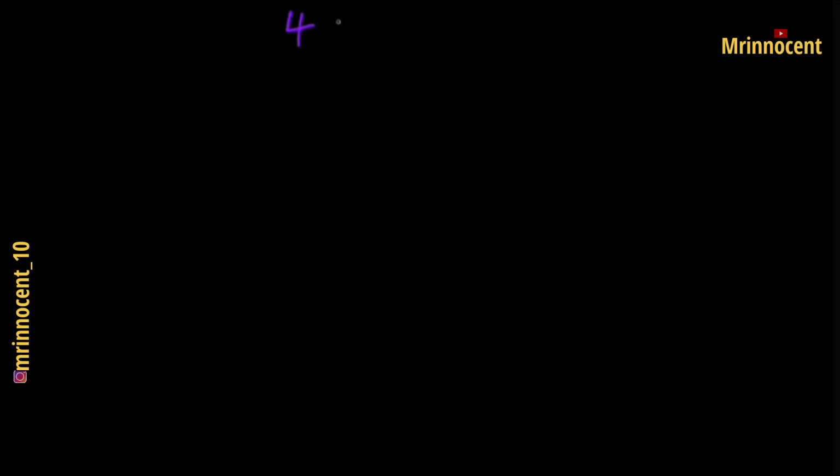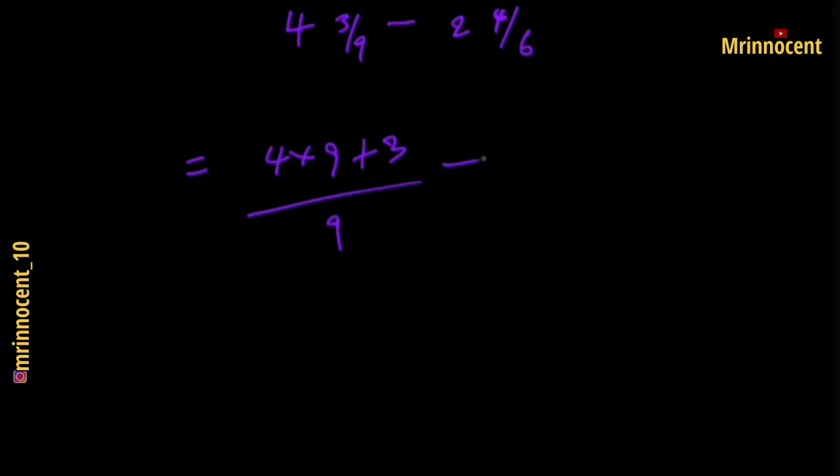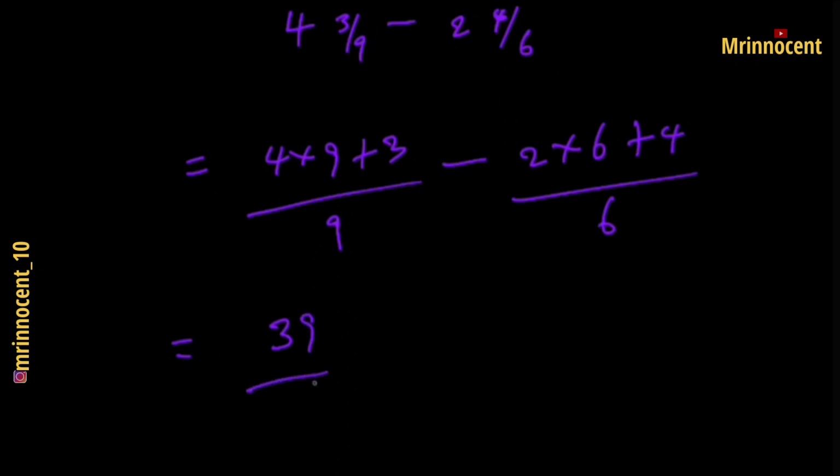4 whole number 3 over 9 minus 2 whole number 4 over 6 is equal to 4 times 9 plus 3 all over 9 minus 2 times 6 plus 4 all over 6. 4 times 9 plus 3 is 39 over 9 minus 2 times 6 plus 4 is 16 over 6.